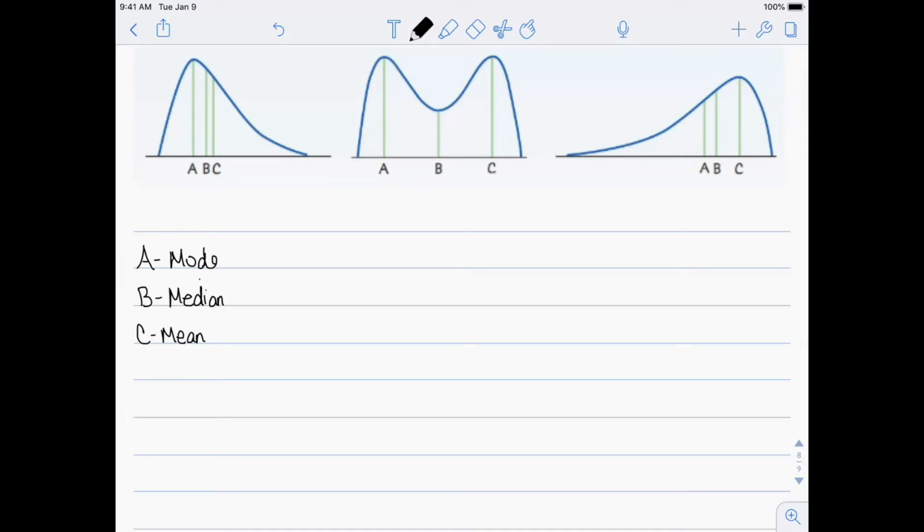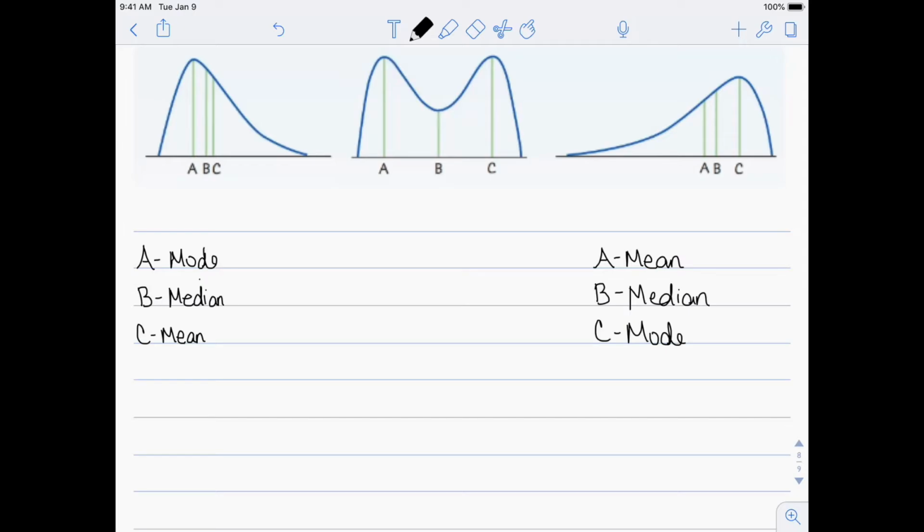Before we do the second one, let's skip to the third one, the one on the furthest right. Once again, the highest bar is our mode, so that would indicate that C is the mode. We also know that the mean is further down the tail, and this tail is on the left, so the mean would be further to the left, so that would be A. A is the one further to the left, so A is the mean. And that leaves B to be the median.